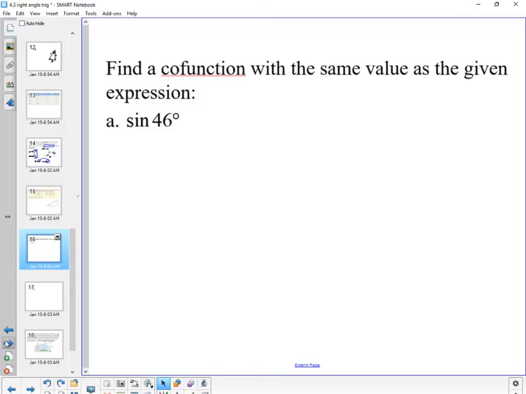Alright, so again, what's the cofunction for sine 46? What's the cofunction of sine? Cosine. And the angle should be 44. So these two should be equal. The ratio of those should be equal. Okay?